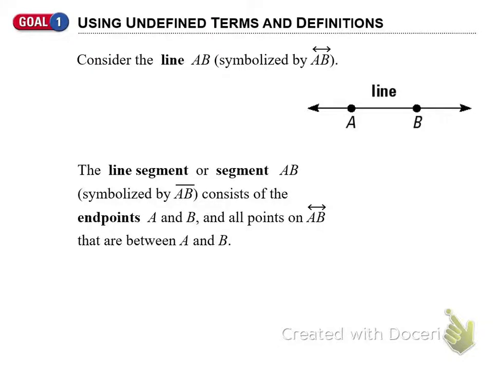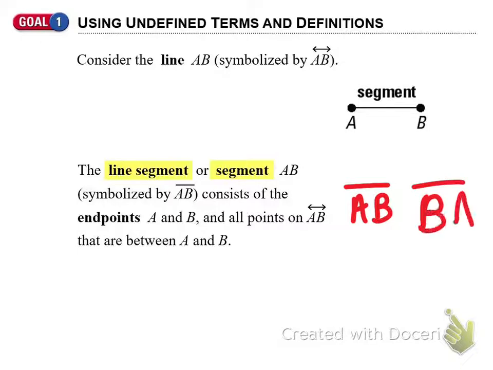So, when we go to name it, if you look, it's kind of already written here. It says symbolized. When we go to name it, it's very similar to naming a line, but a line has arrows going both directions. A segment does not. It's just going to be a straight line. All right, and it would look like this picture. A segment you can reverse, so you could call this AB. You could also call it BA, but it is slightly different than a line.